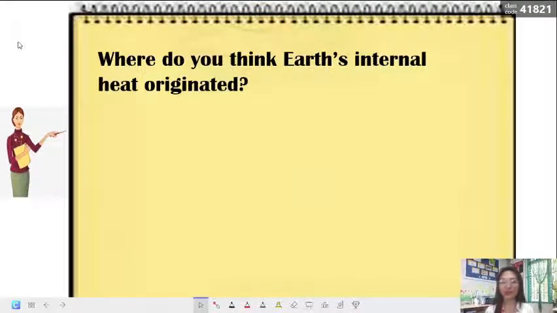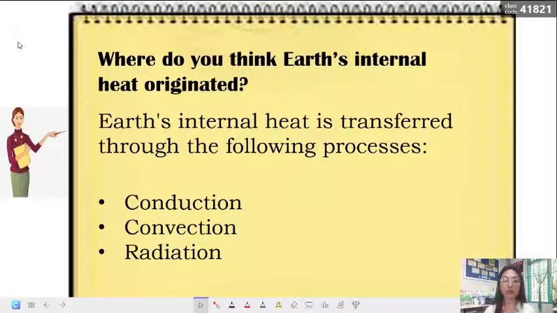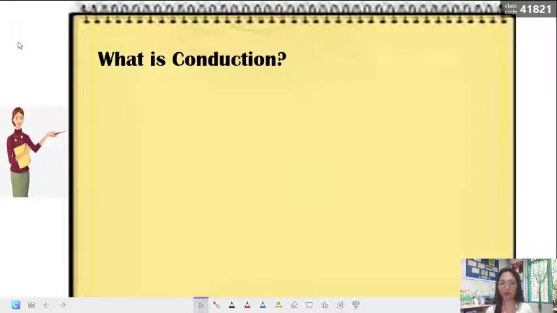Do you know? Okay, first thing, we must know the processes on how heat is being transferred. So Earth's internal heat is transferred through the following processes. So these are the three processes: the conduction, convection, and radiation. And do you know what are the differences among these three? Okay, let us know this one. First, what is conduction? Any idea about this?